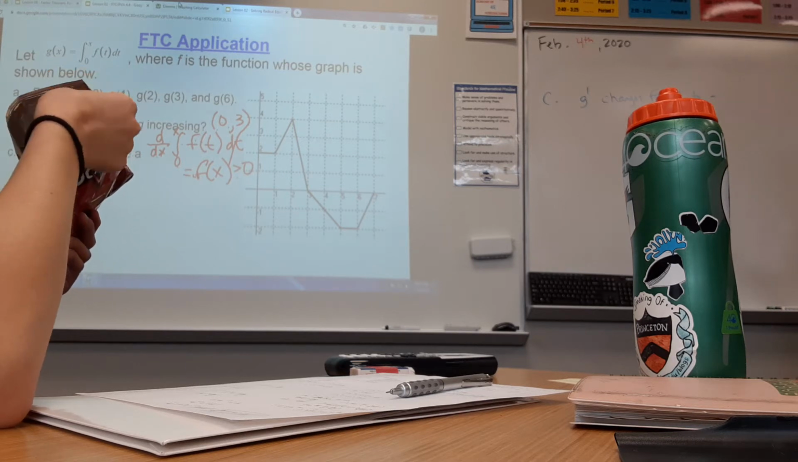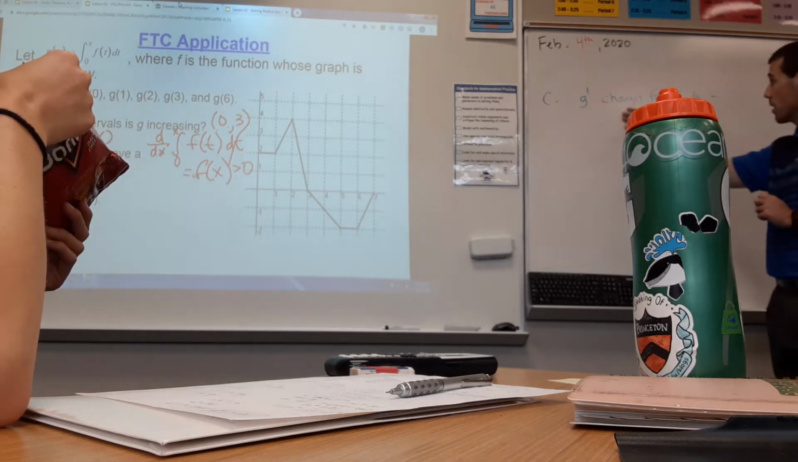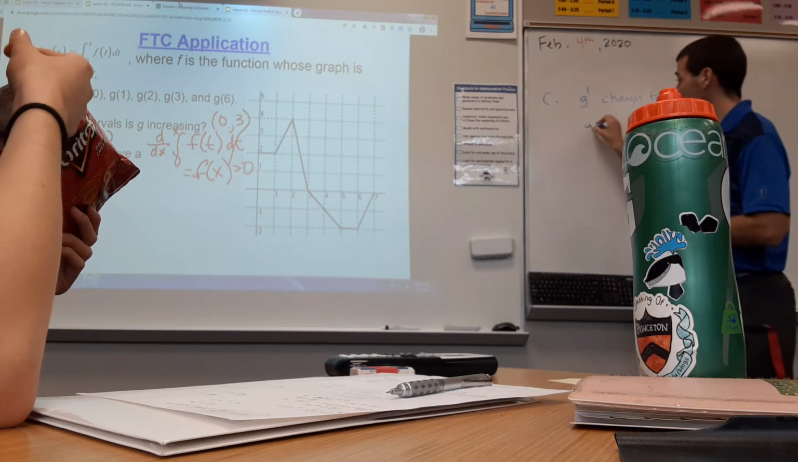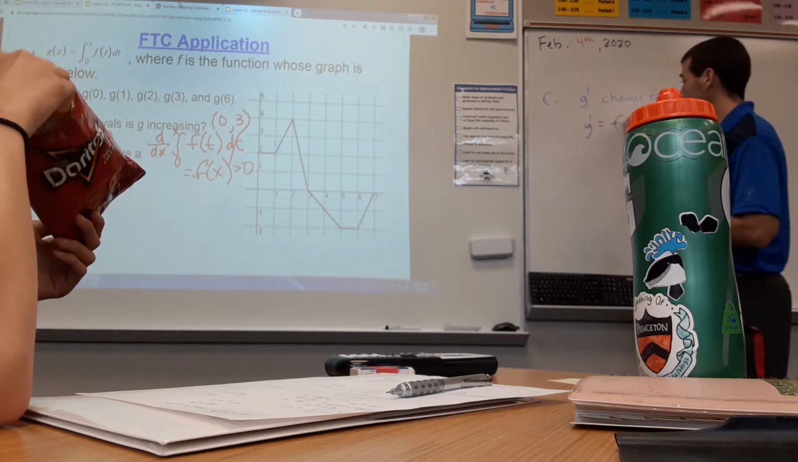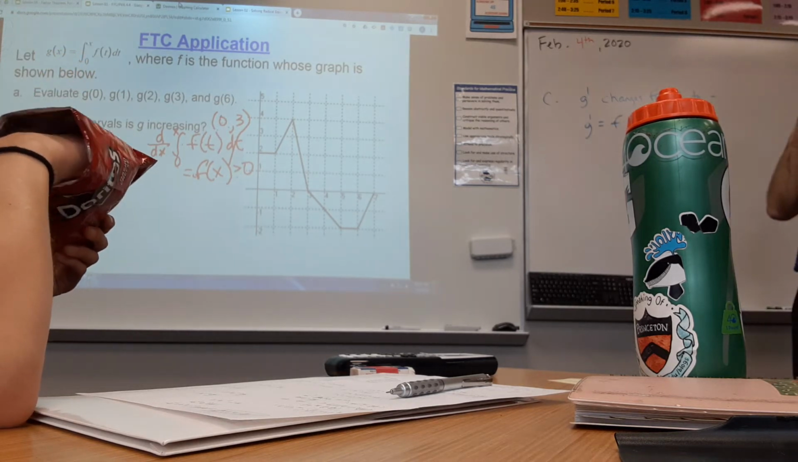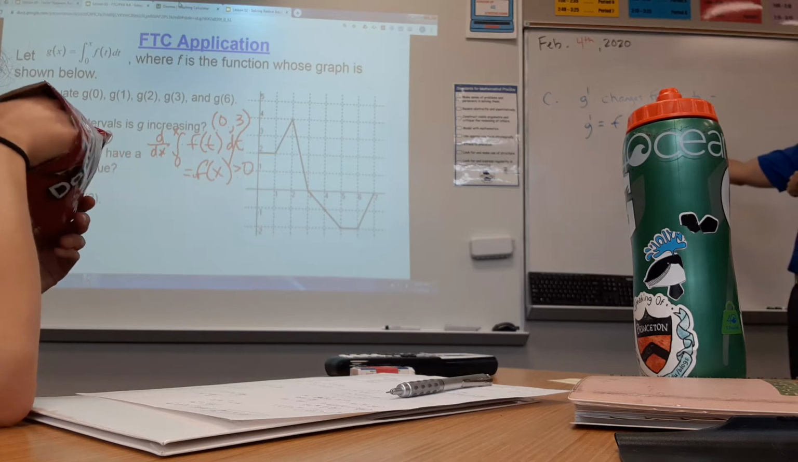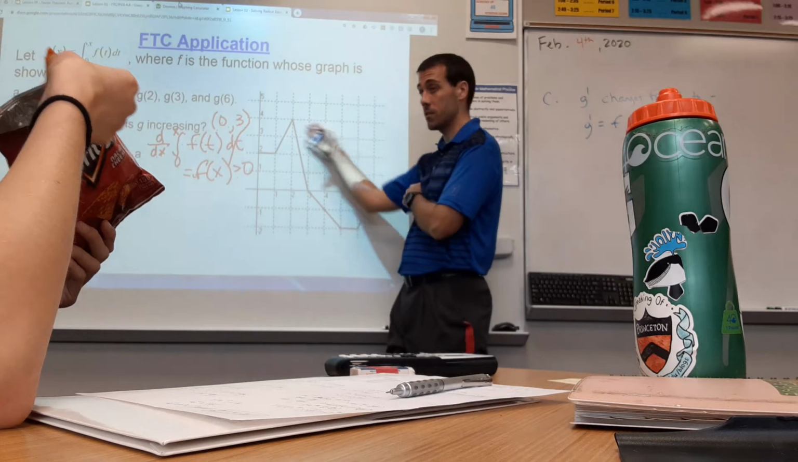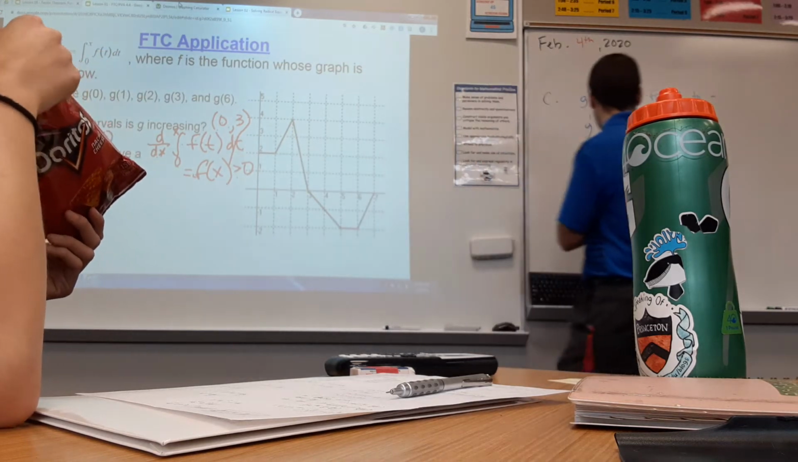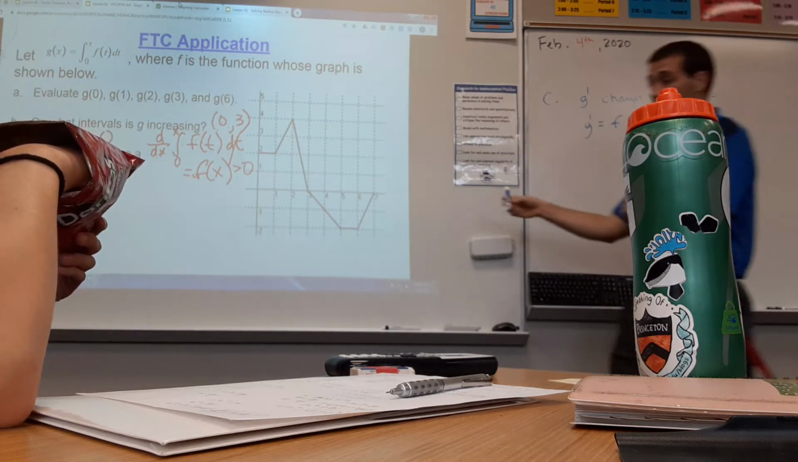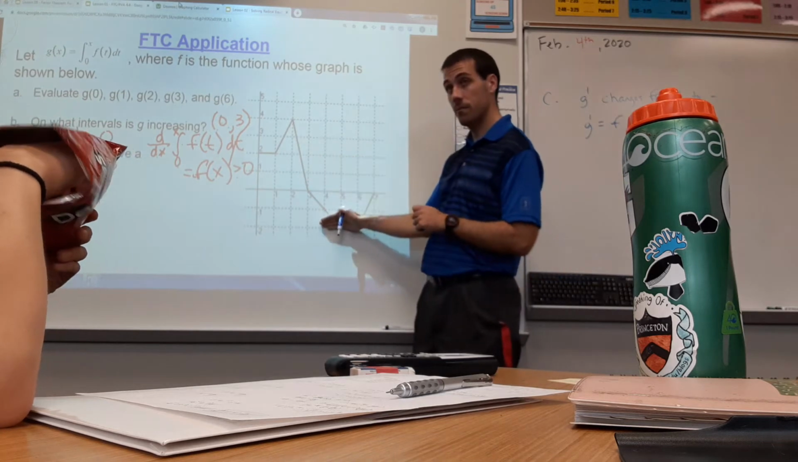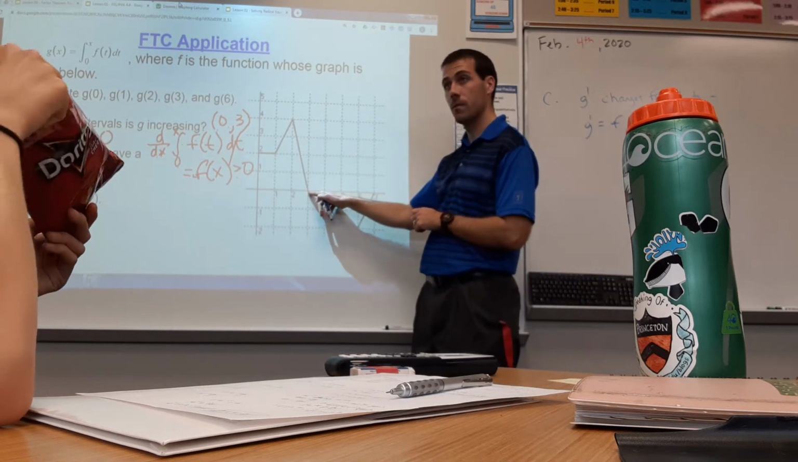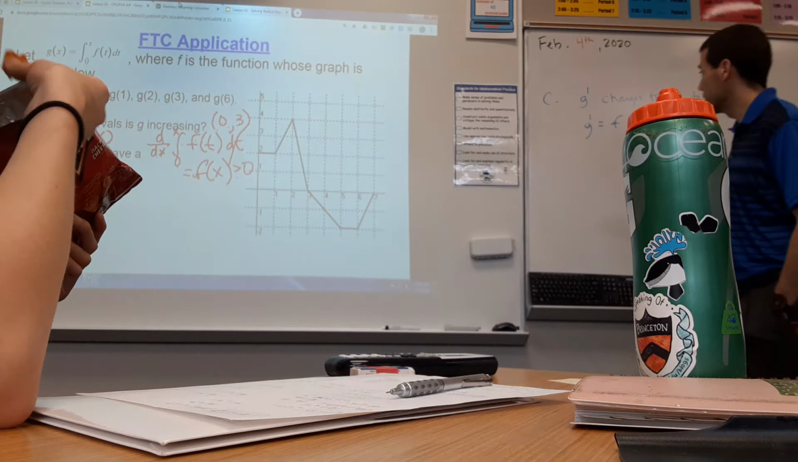So in this problem, you're trying to figure out when g prime changes from positive to negative, but we know that g prime, we just said, is the same thing as f. So g prime is f. So f is just this function, just this graph. And so when does it change from positive to negative? Well, it changes from positive to negative values at 3. So in this case, it has a maximum.